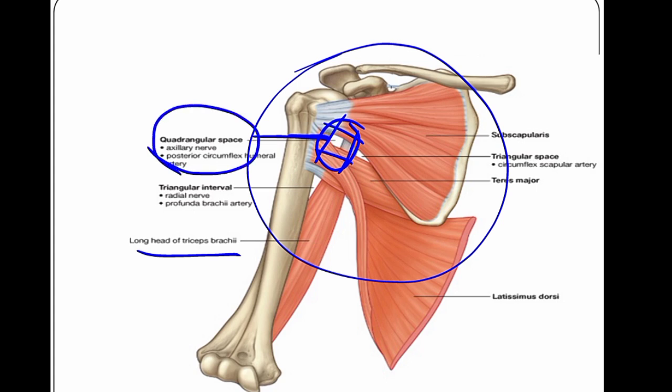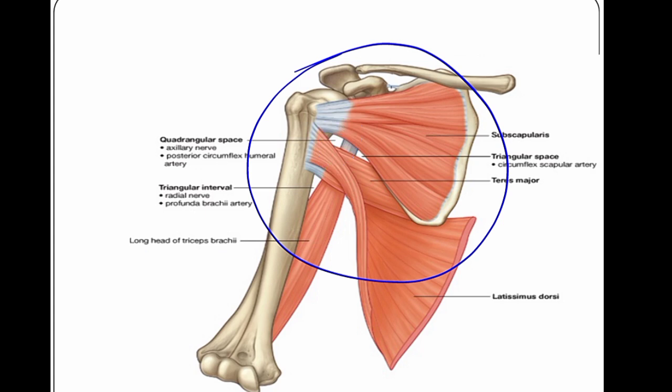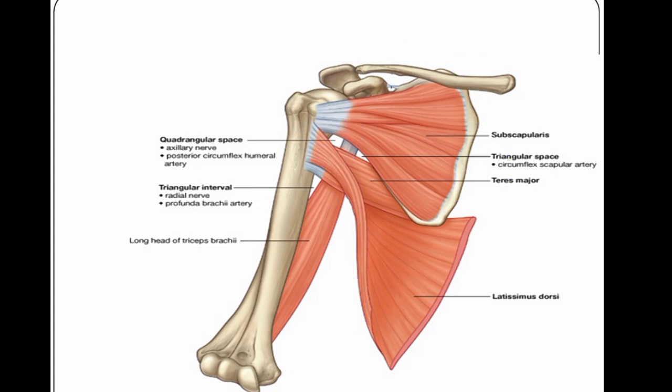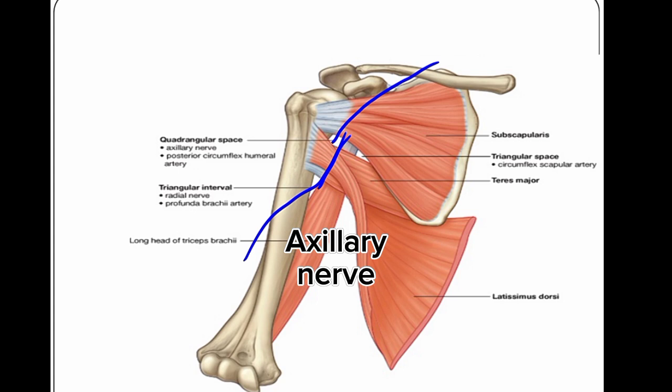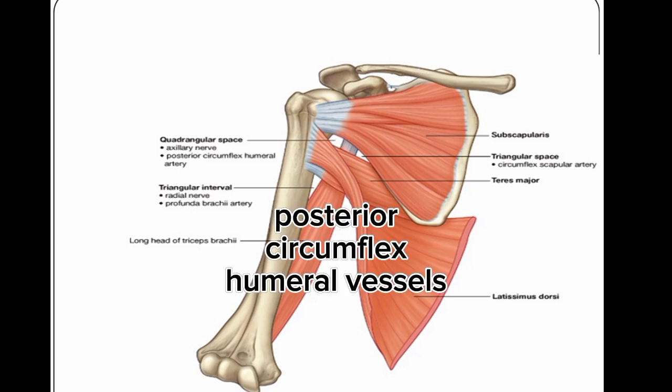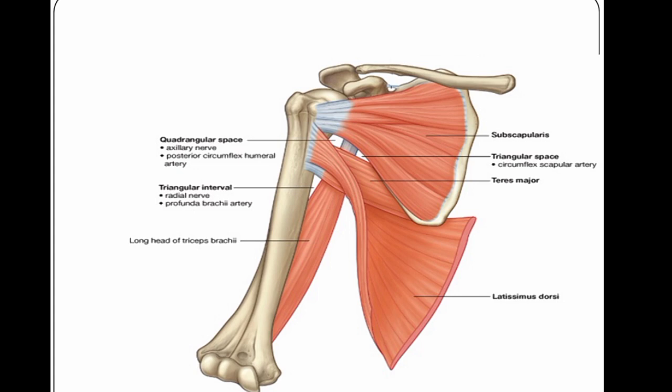Now, an important point to be remembered is that there are some arteries, veins and nerves that arise from the neck and enter this quadrangular space, and then some enter the axilla or the upper limb. What are those nerves and arteries? They are the axillary nerve and the posterior circumflex humeral vessels. These pass through this region and enter their terminal destinations.